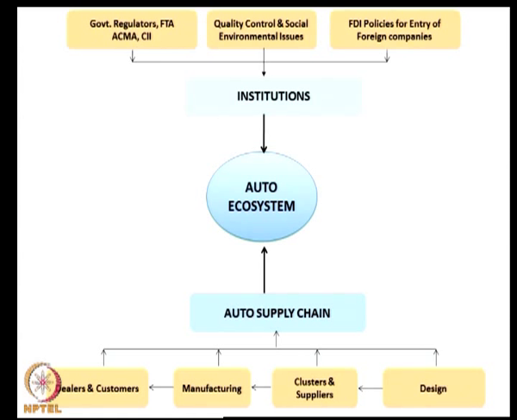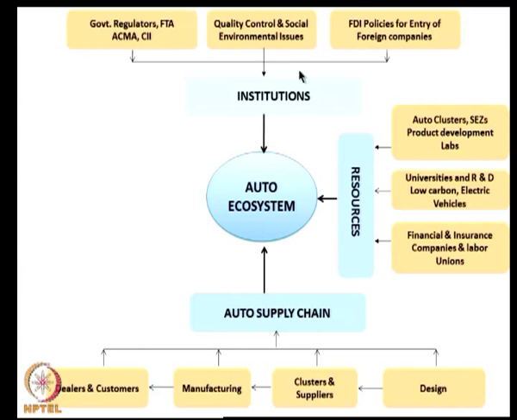So, basically, you can see that in the auto supply chain, for a particular company, how these institutional factors help in establishing their presence, and also in terms of the quality control and environmental factors. So, what are the resources that are needed? The auto clusters, the special economic zones, and product development labs. Because the auto industry requires a lot of research, and product development labs become very important.